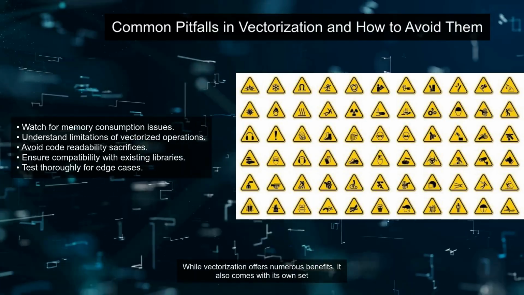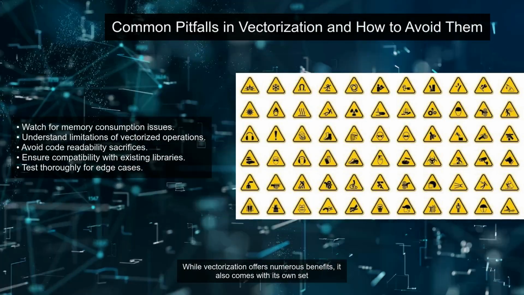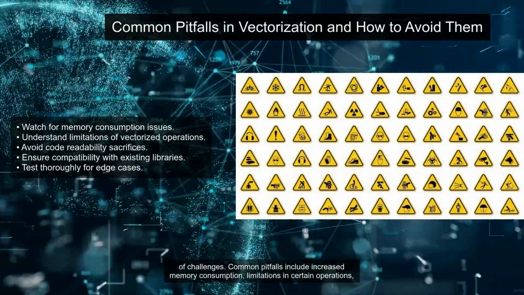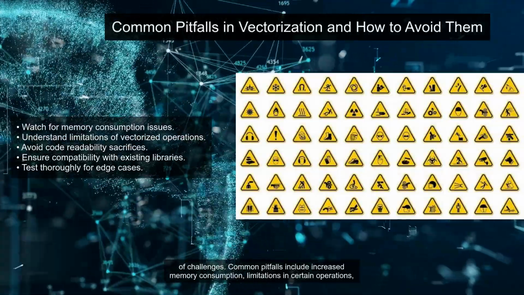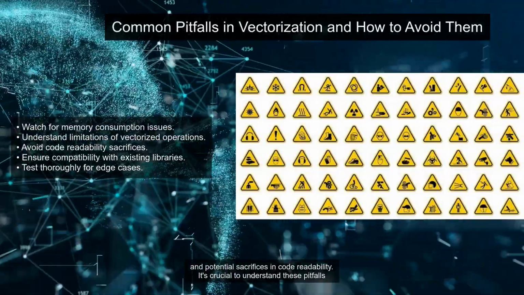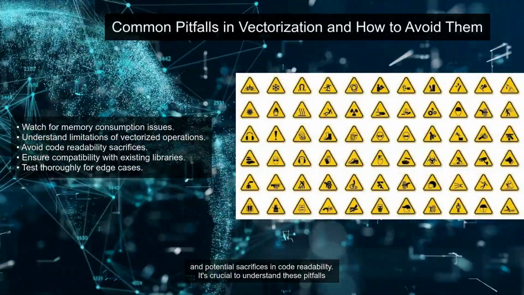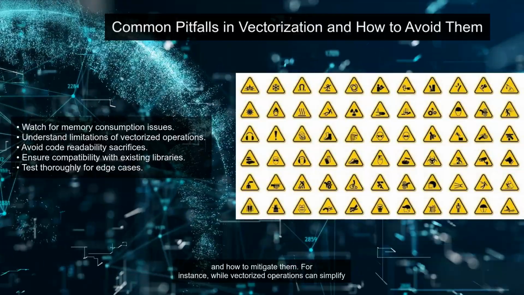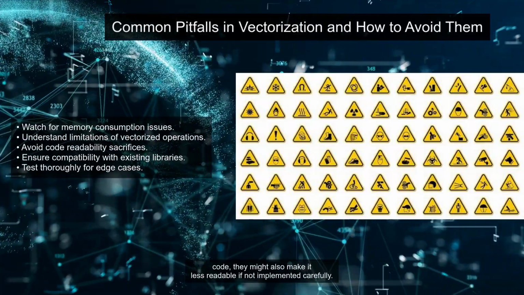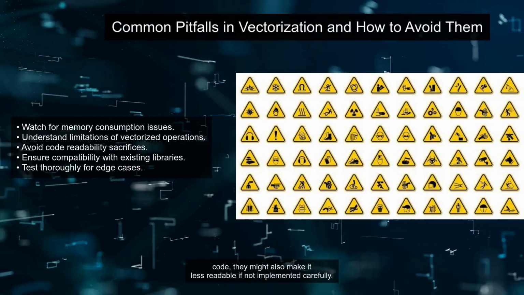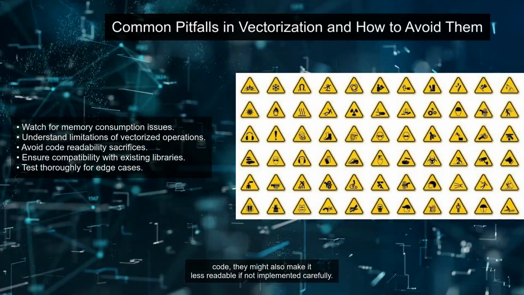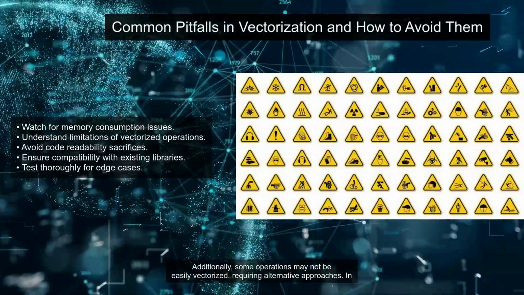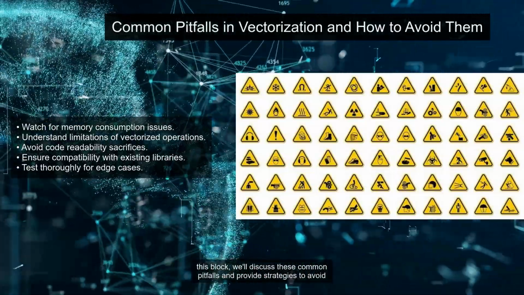While vectorization offers numerous benefits, it also comes with its own set of challenges. Common pitfalls include increased memory consumption, limitations in certain operations, and potential sacrifices in code readability. It's crucial to understand these pitfalls and how to mitigate them. For instance, while vectorized operations can simplify code, they might also make it less readable if not implemented carefully. Additionally, some operations may not be easily vectorized, requiring alternative approaches.